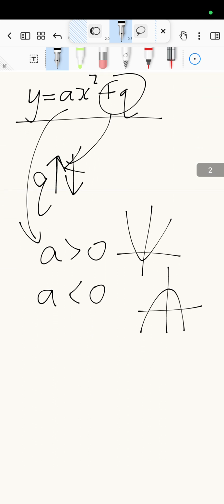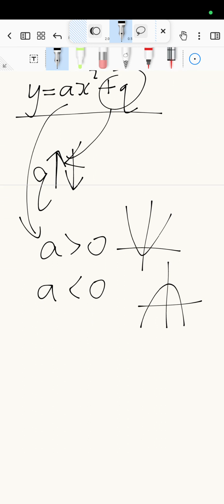Okay, maybe mention this as well. So this graph has an axis of symmetry. So if we didn't shift this graph left and right, don't worry too much about that, then our axis of symmetry is going to be over there. So we can maybe make this generalization. The axis of symmetry is, let's first define it.